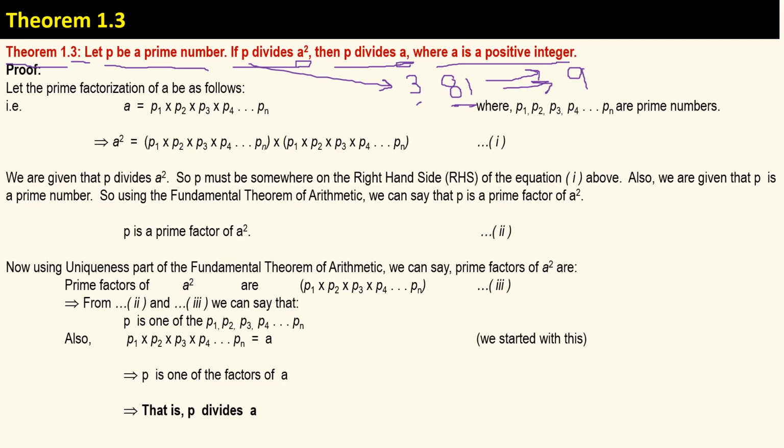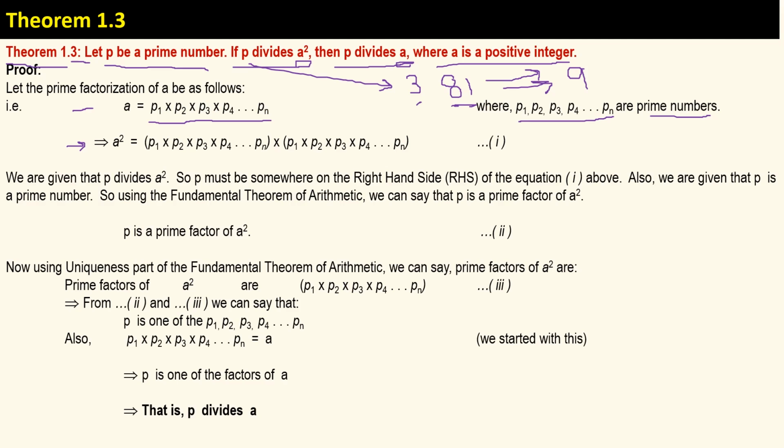Let's try to prove this. Let's consider that a is equal to p1 multiplied by p2 multiplied by p3 and so on up to pn, where p1, p2 and so on up to pn are the prime numbers. Then let's calculate a square, which will be p1, p2, p3, pn, and then again the same values, that is p1, p2, p3 and up to pn.